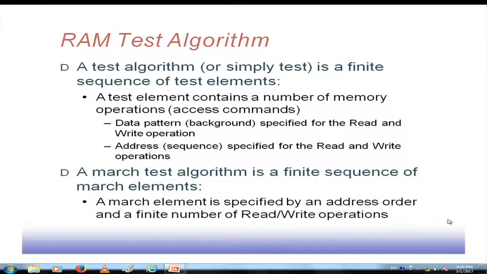So, when we are talking about a test element, we are talking about these two things: what are the commands to be executed, and the sequence of addresses of the cells in which these commands are to be executed.